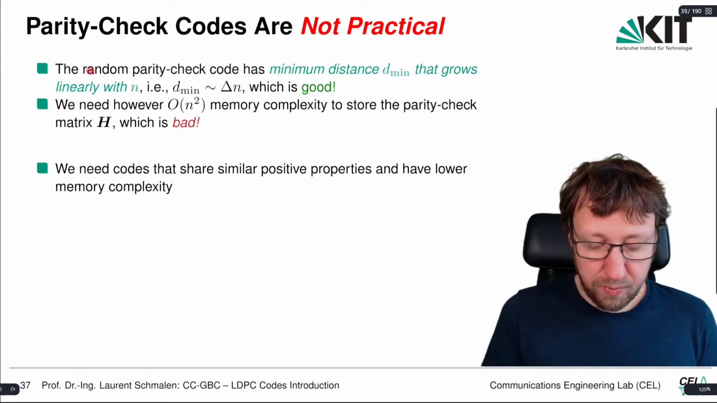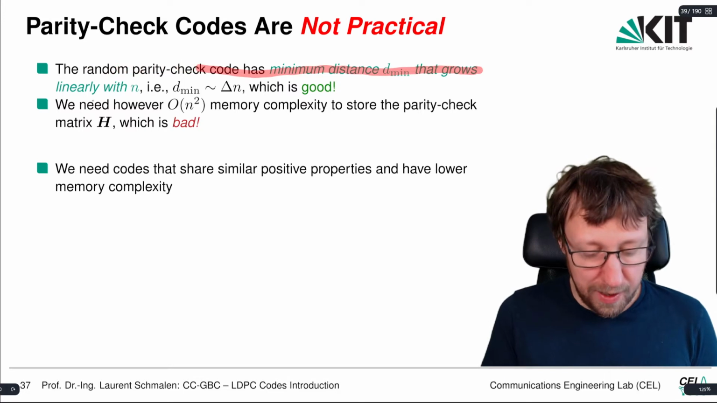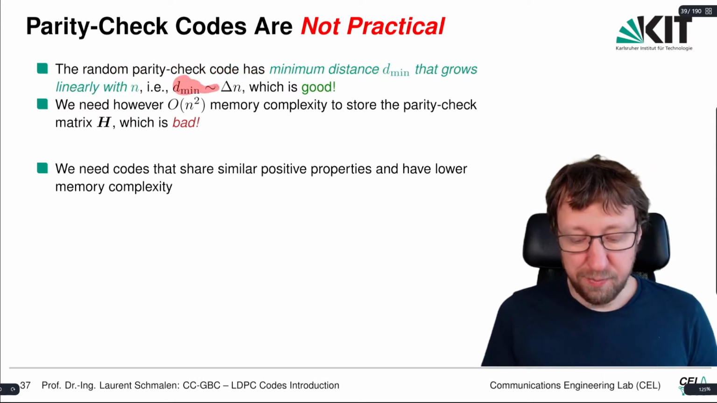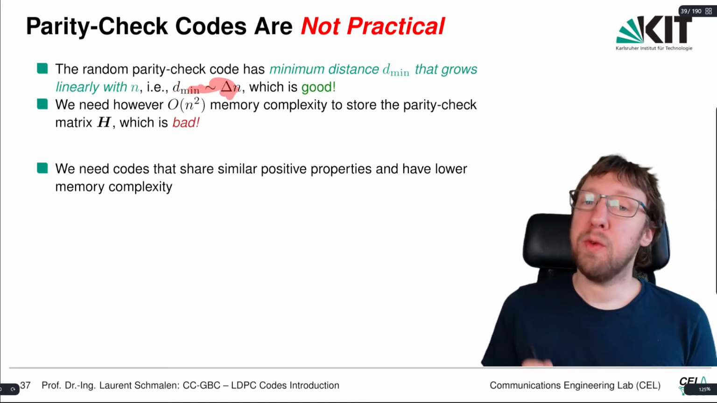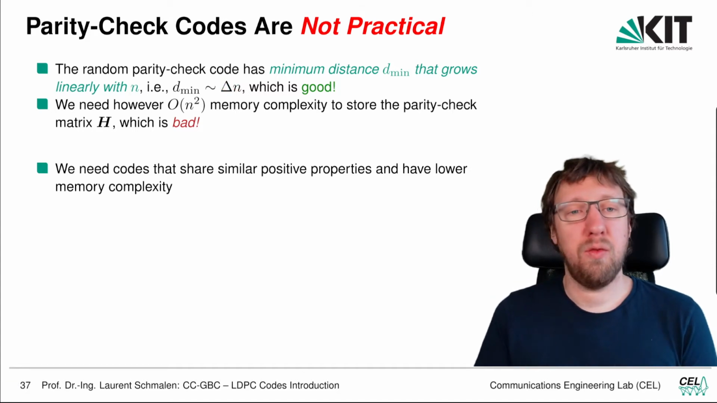We know that the random parity check code has a minimum distance that grows linearly with n. So we saw that this minimum distance is approximately equal to delta times n. And this is what we call a good code. So this is actually a great property. And this is what we had.